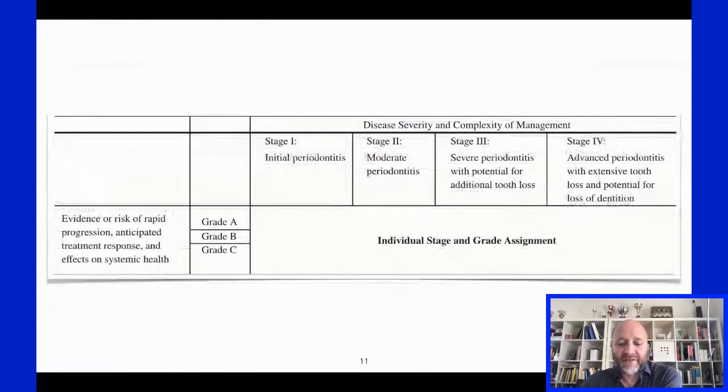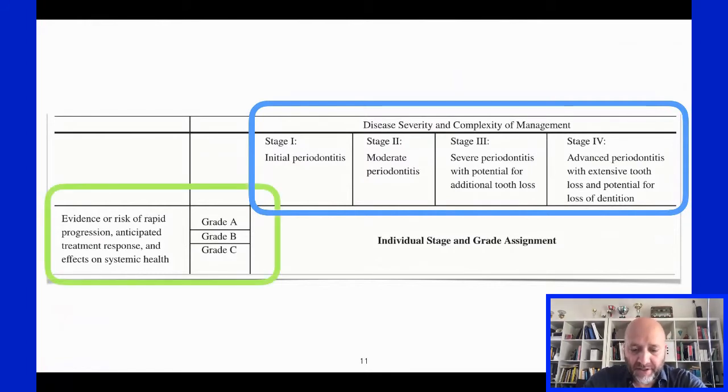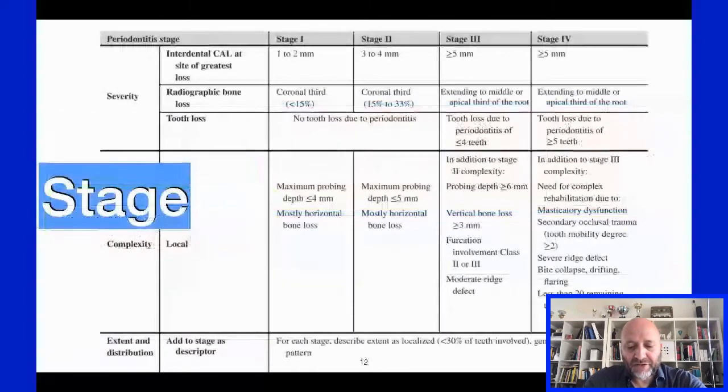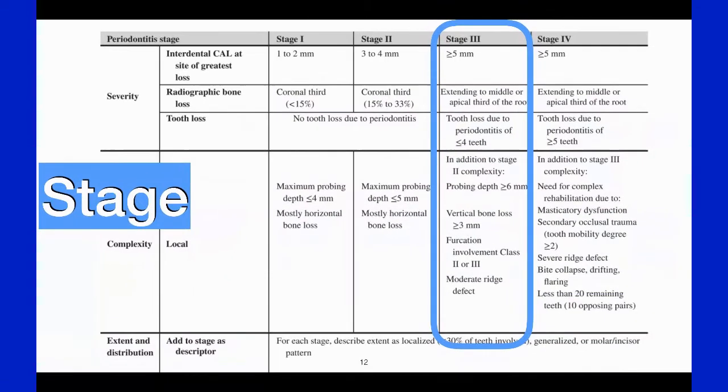We can define 4 stages: stage 1, stage 2, stage 3, and stage 4. And about the grade: A, B, and C. The stage gives us precise information about disease severity and the complexity of management. Stage 3 is advanced periodontitis with destruction of periodontal tissue beyond half of the tooth length, with tooth loss limited to less than 4 teeth. The presence of bifurcation and infrabony lesions is common.